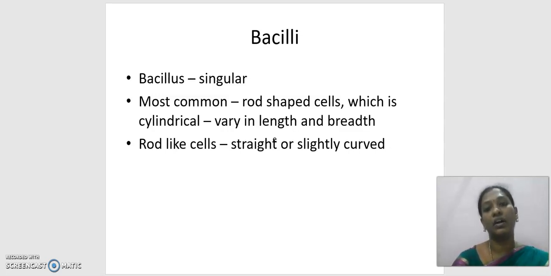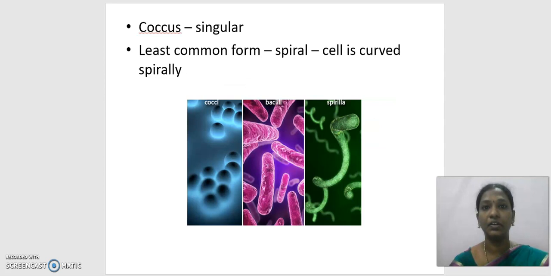And these rod, that is cylindrical, cells may sometimes be straight, or they may be slightly curved at the center. The next is coccus. Coccus is the singular form, and cocci is the plural form. And the last is the least common form, that is the spiral, where the cell will be curved like a spiral, like in a spiral binding, you'll be seeing a spirally shaped binding. So there will be a shape like that.